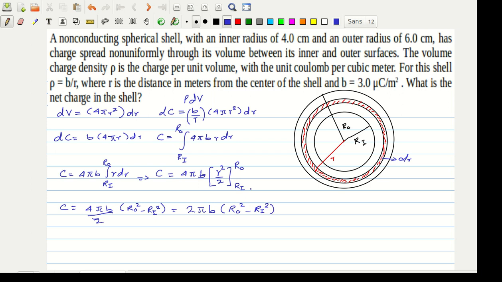And now we have been given the values of all the constants. We know that B is 3 microcoulomb, so that is 3 times 10 to the power minus 6 coulombs per meter square. Ro is 6 centimeter, so that is 6 times 10 to the power minus 2 meter. Ri is 4 times 10 to the power minus 2 meter, and all you have to do is simply put in the values and you can calculate the total charge on this shell.